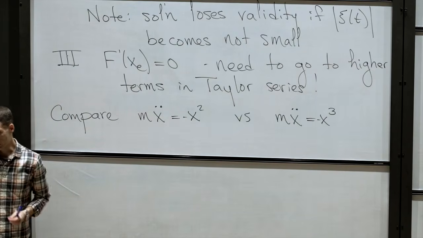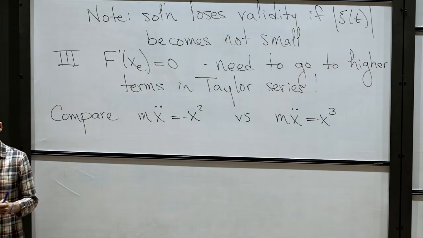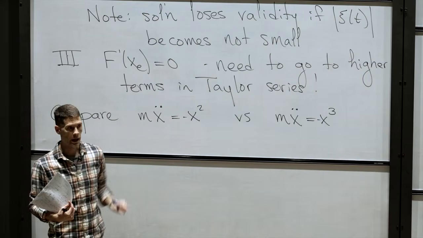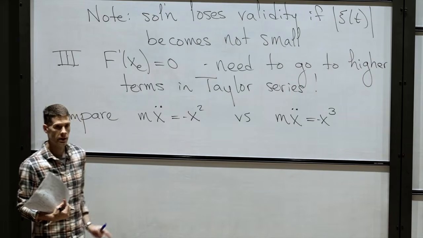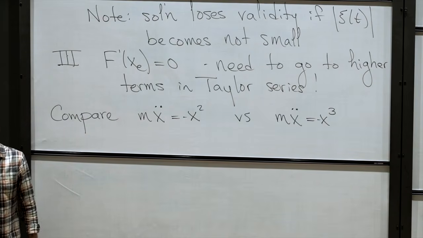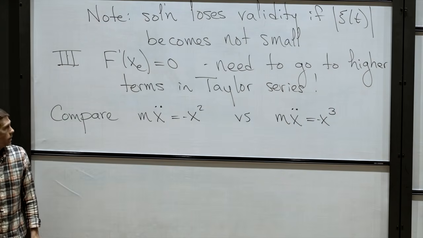X equals 0 is an equilibrium point. You don't really have to do a Taylor expansion. It's already expanded for you around 0. It's just a square and a cube. So f prime at 0 is 0 in both cases. And indeed, f double prime at 0 is 0 in both of them. Right? What's going on in these two?